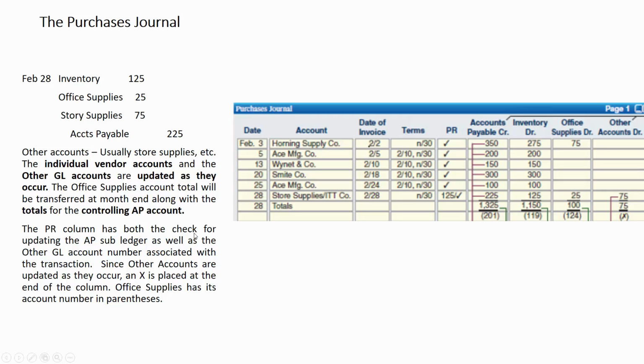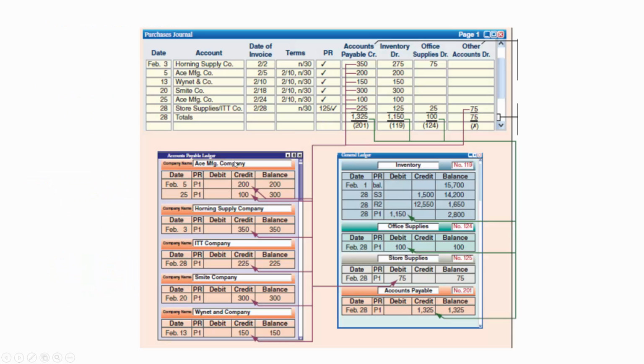The PR column has both the check for updating the accounts payable subsidiary ledger as well as the other general ledger account number associated with the transaction. So here we see that. Since other accounts are updated as they occur, an X is placed at the end of the column. Office supplies has its own account number in parentheses. Again, you won't have these checks and these numbers in parentheses in your Connect project, but you will have it in Prodisco.